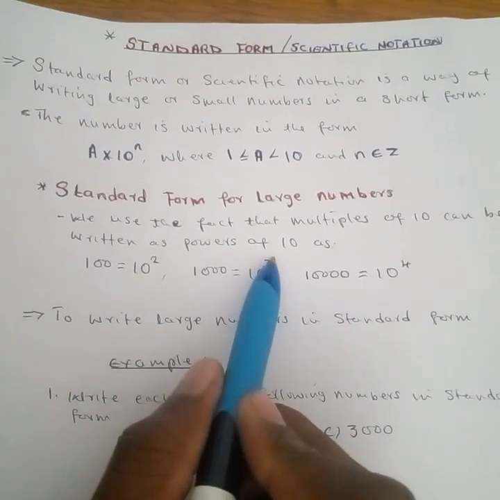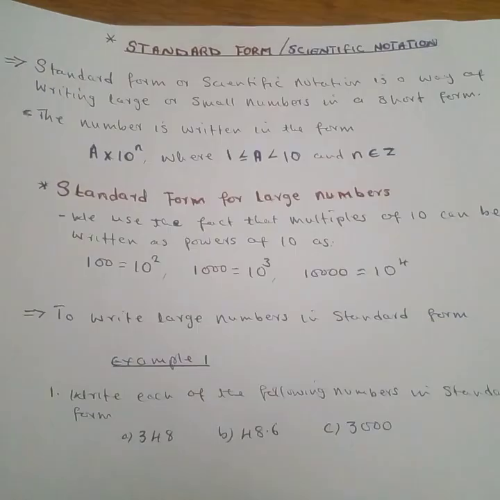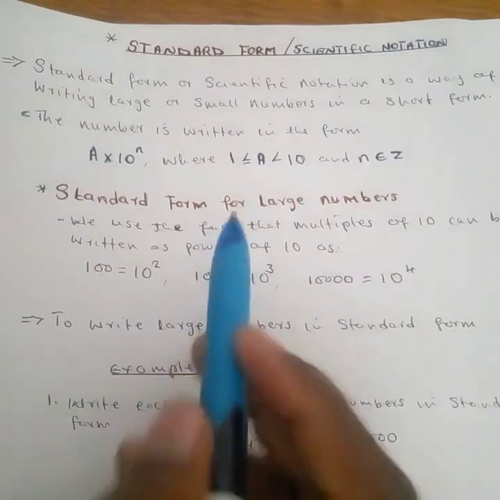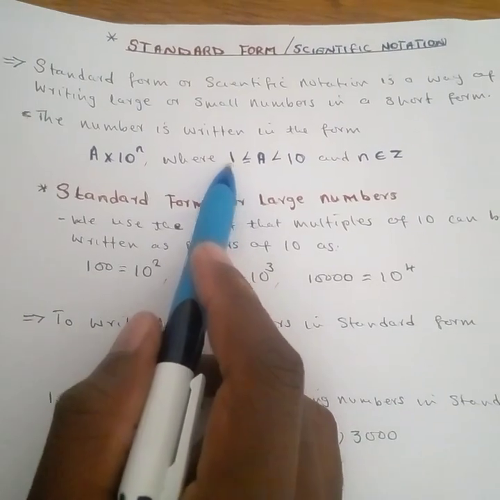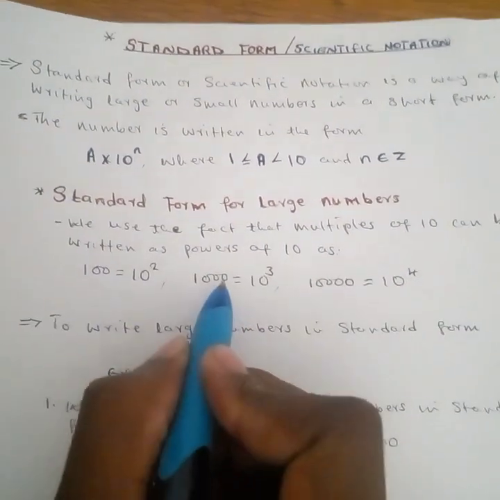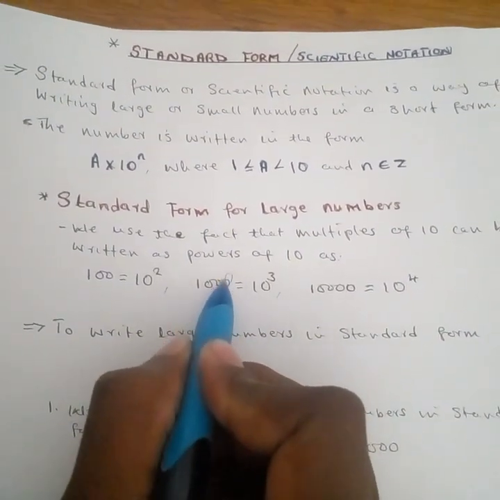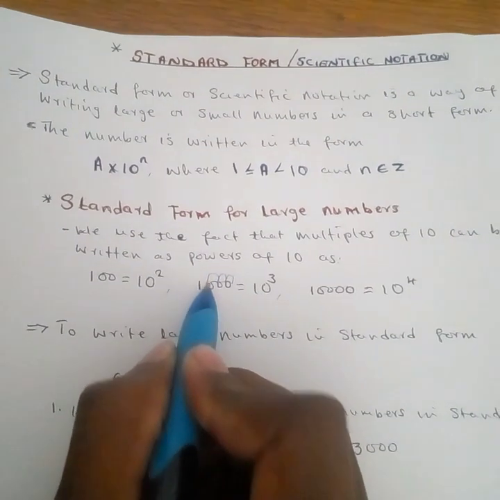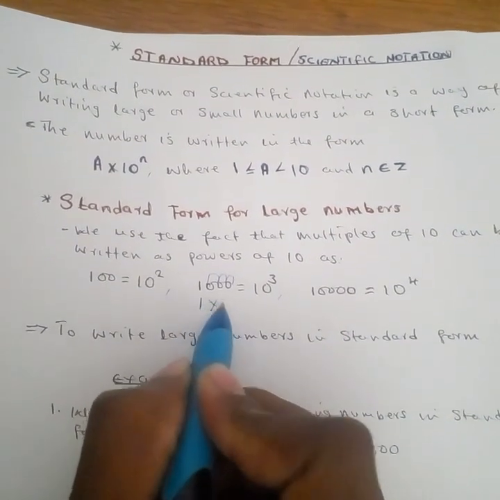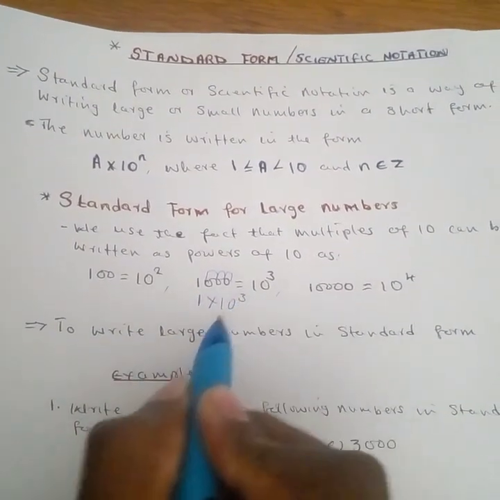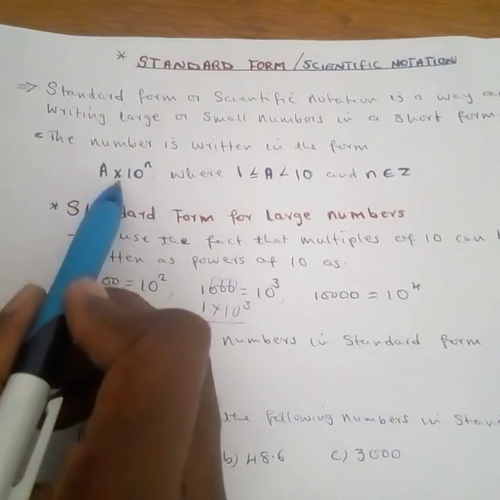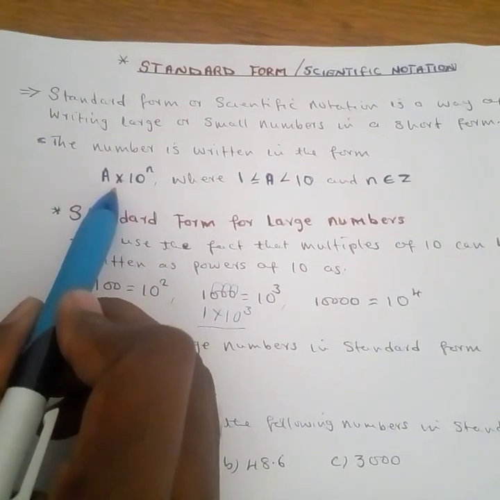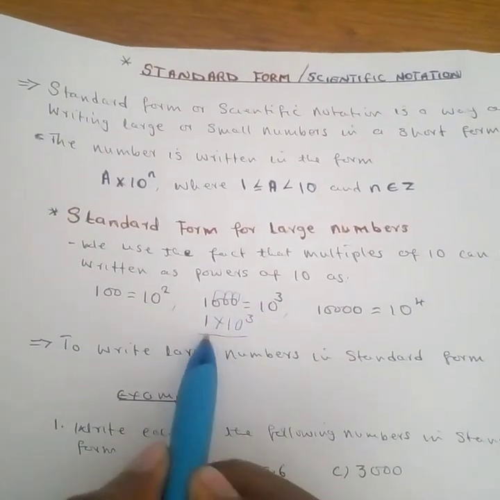How is this 3 coming about? When you round off this number to exactly 1, to look like this, we move from here: 1, 2, 3. So it will be 1 times 10 to power 3. This is now the same as the question with this formula. So you can write this in standard form in this manner.